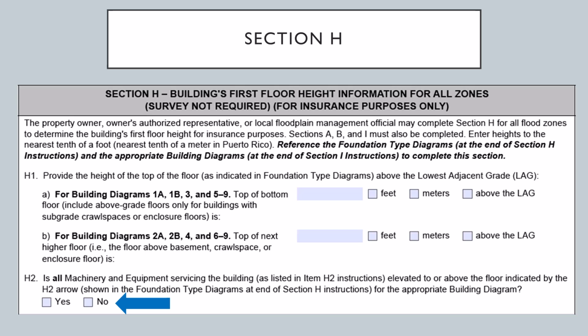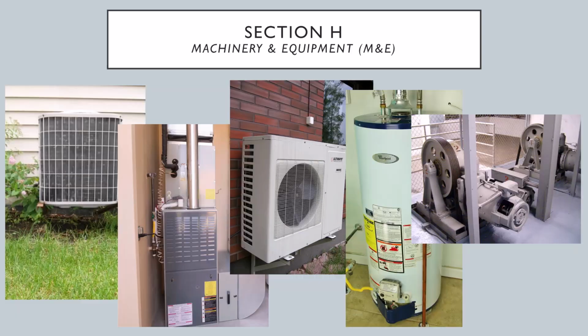Section H also captures the location or height of the machinery and equipment, or M&E, servicing the building. This is done in field H2. The mitigation discount for M&E is tied to this elevation, so this is very important. Indicate yes if all of the following machinery and equipment servicing the building, inside or outside, are elevated to at least the height indicated by the H2 arrow in the foundation type diagrams.